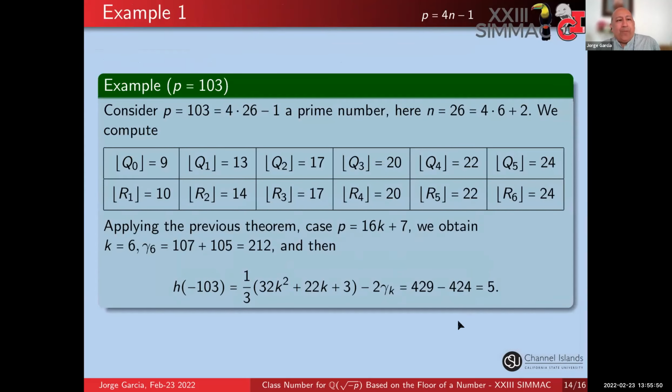Okay, so here's an example. P equals 103. The number is of the form 4 times n minus 1. I compute the floor of these numbers. Remember, these are the edges, the extreme values of those intervals. And it happens that gamma 6 equals 212, and the class number is 5. So counting these ideals is really complicated, but this formula allows us to, hey, boom, get the number 5 super fast, right? And I have a second example, but I'm not sure if I have enough time to do it. It's very similar to this one.